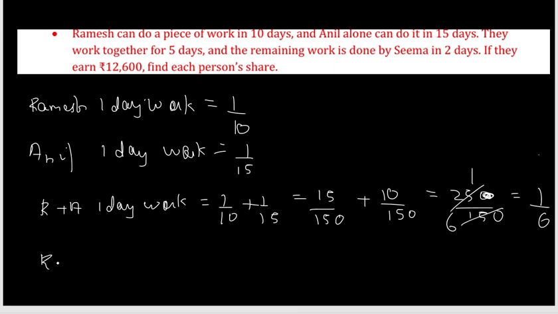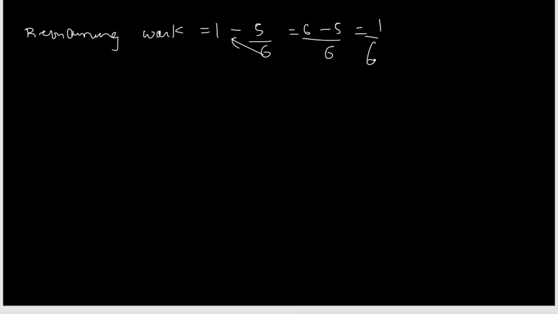Now, it is said that Ramesh and Anil work for 5 days. So Ramesh plus Anil's 5-day work will be 5 into 1 by 6, which is 5 by 6. What is also said further is that the remaining work is done by Seema in 2 days. So we'll find out the remaining work. Remaining work will be 1 minus 5 by 6. If you cross multiply, it will become 6 minus 5 by 6, which is 1 by 6. And this is the remaining work.